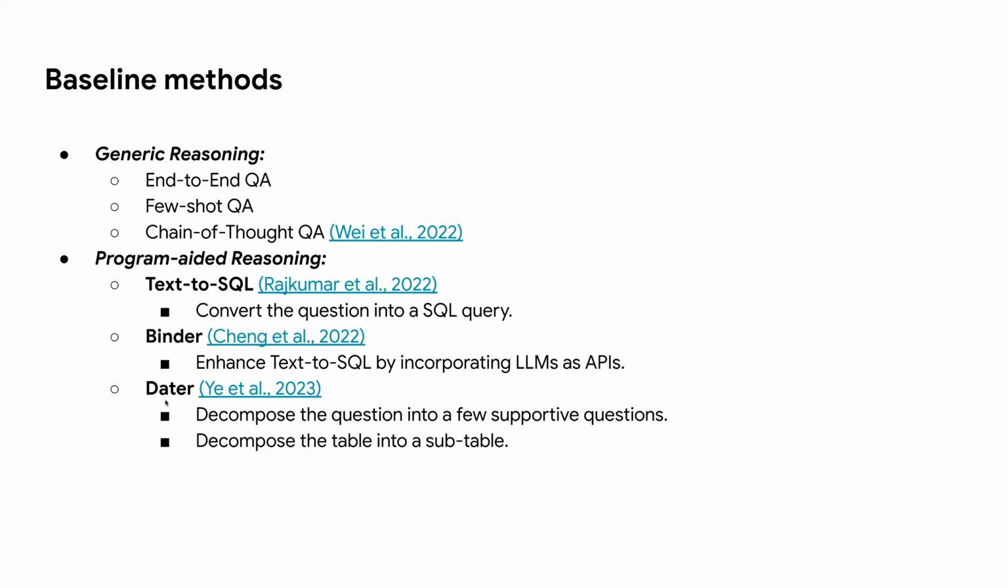Dater is also another advanced tabular reasoning work. It involves two parts. One is to decompose the question into a few supportive questions, which is similar to the chain of thought. The second step is to decompose the table into a smaller table to solve the token limitation issues.